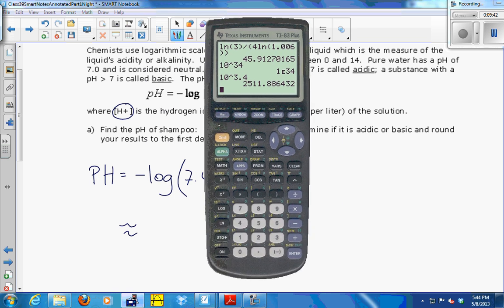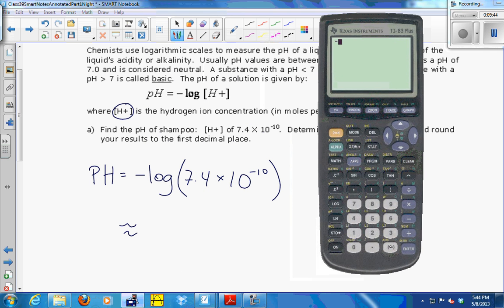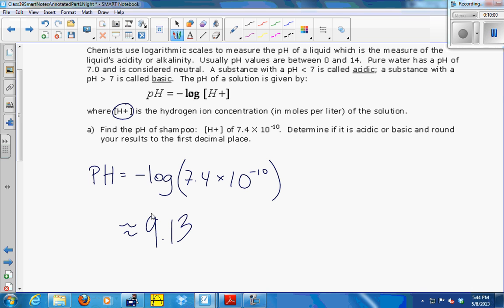So I have my calculator. I do negative log of 7.4 times 10 to the negative 10, and I get about 9.13. So is the shampoo acidic or basic? Basic. Greater than 7. So is that okay? Just type in negative log of the hydrogen ion concentration.